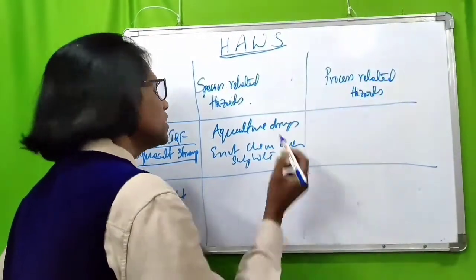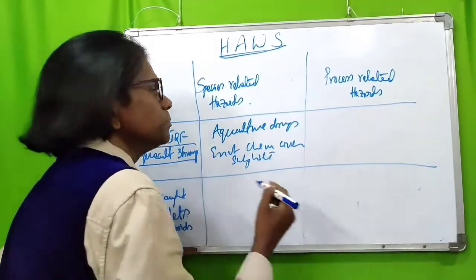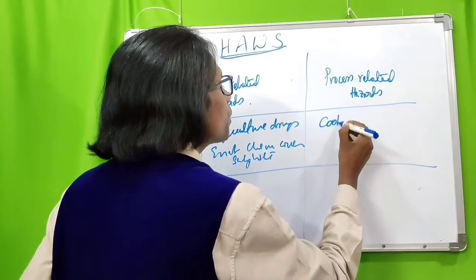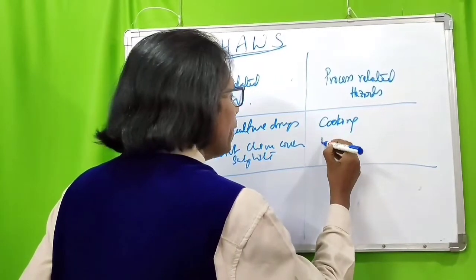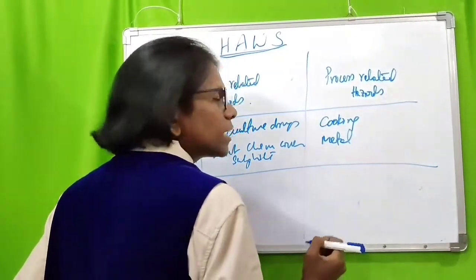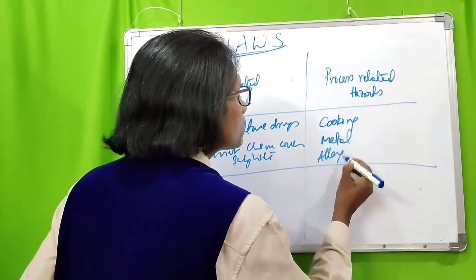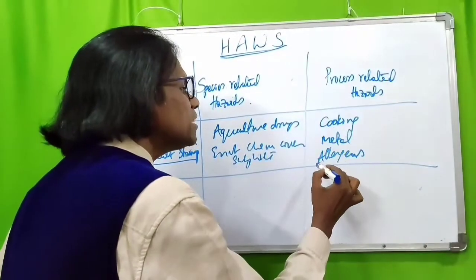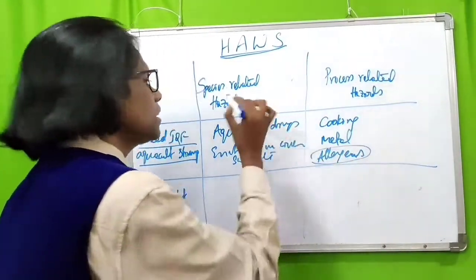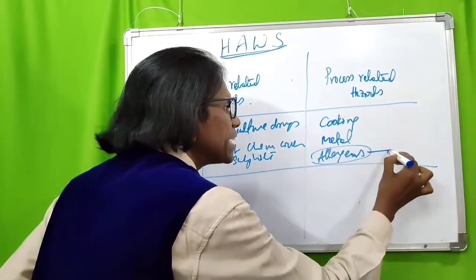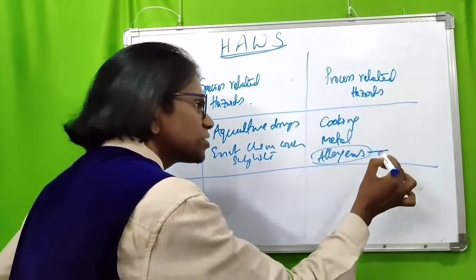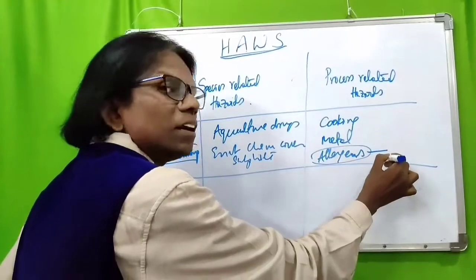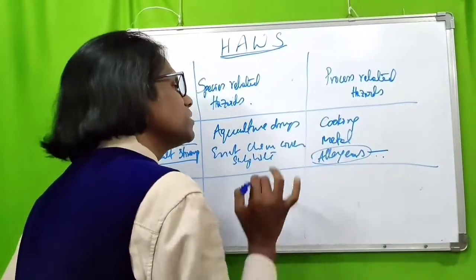Then what are the process related hazards for cooked frozen aquaculture shrimps? Let us have a look. Process related hazards: the first one is cooking, then metal detection, and allergen also comes under process related hazard. Why does allergen come under process related hazard, not species related? Because if we declare during labeling crustacean shrimps, then this hazard at the process step will be eliminated. If you label in the declaration, then you can easily eliminate.